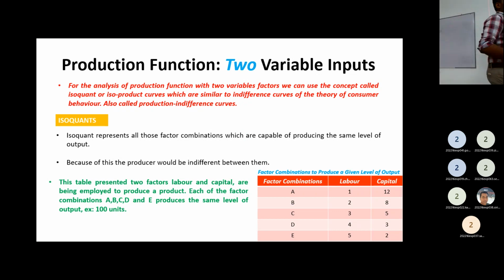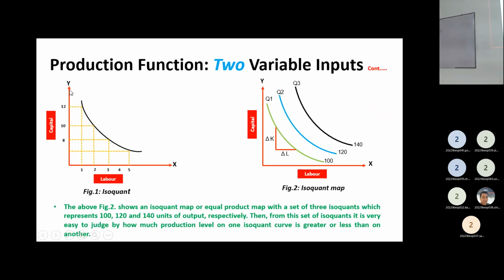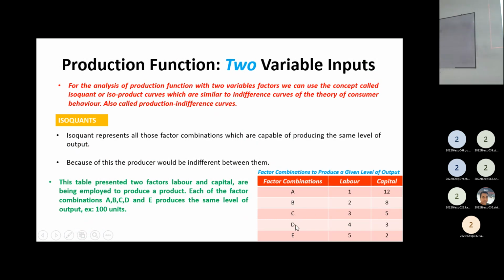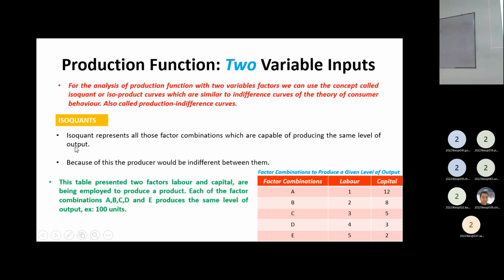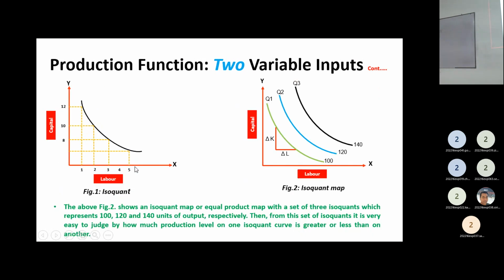Right. So here you could see, once you draw this in a graph, factor combinations A, B, C, D, and E are there. And these are the units of inputs that you need. So if you draw this in a graph, you could see you are using 12 units of capital with 1 unit of labor. You are using 10 units of capital with 2 units of labor. And you could be using 5 units of capital with 5 units of labor. And you are producing 100 units of output. So this curve represents the output that the company produces. According to our example, this curve shows the 100 units of output. So we call this an isoquant curve.